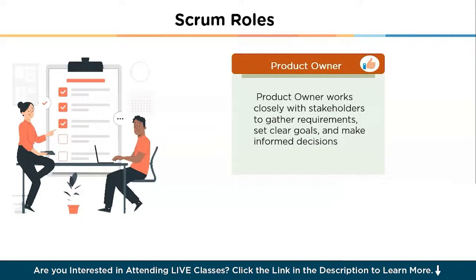the product direction. The key responsibilities of the product owner include defining the product vision and roadmap, creating and managing the product backlog, prioritizing backlog items based on value, risk, and urgency, ensuring that the team understands the backlog items and their importance, and also accepting or rejecting completed work based on predefined criteria.